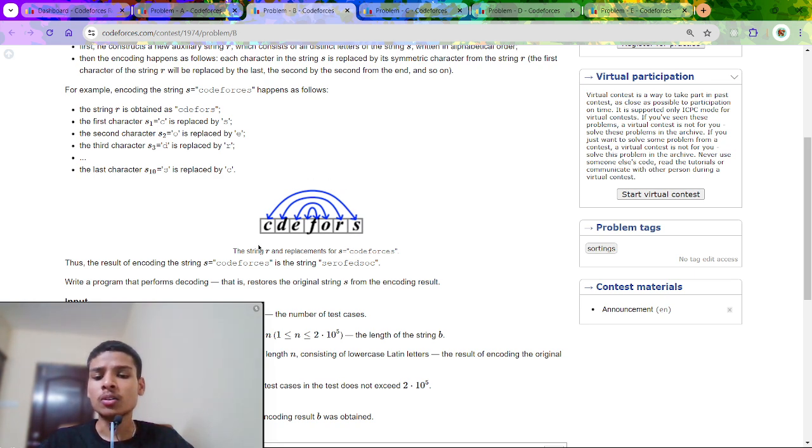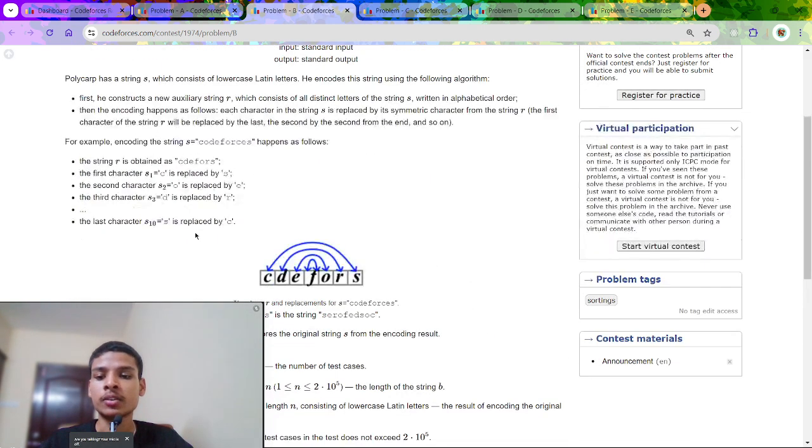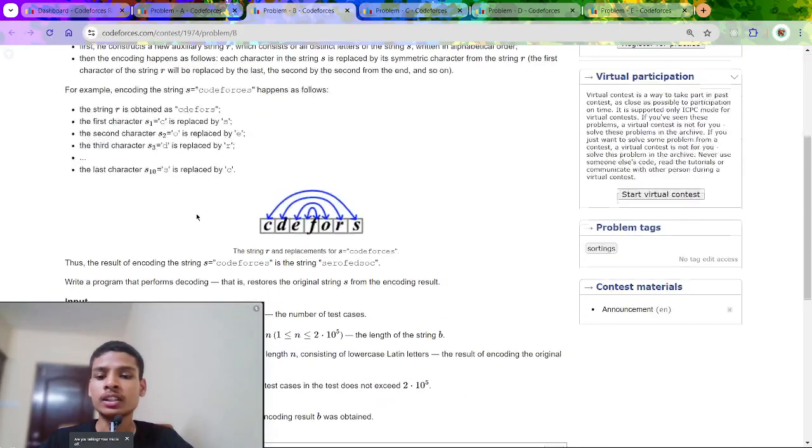So how can you solve the problem? You will be given the encoded string. You have to decode it into the original string. So how can you solve it? Simply follow the same steps, and you will get the original string. That is what the question is asking you to do. I will provide the code in the description also.